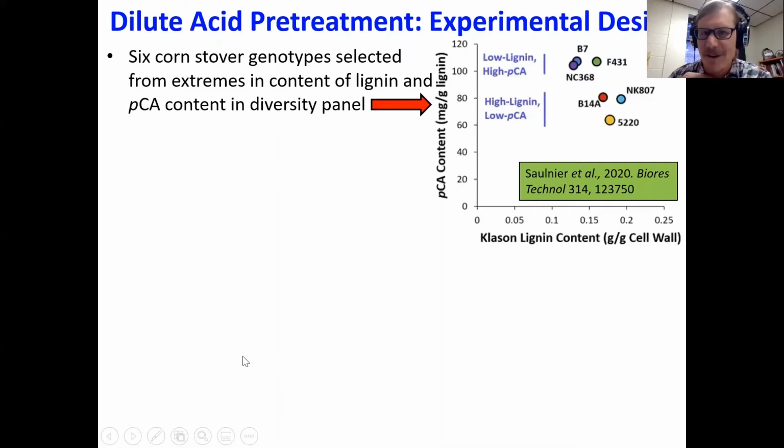In the first part of this study, we selected 6 corn stover genotypes from extremes in content of lignin, plotted on the x-axis here versus PCA content. These 6 different genotypes are what we're testing, trying to understand the behavior of the lignins and the PCA during these pretreatments. Later work will use a corn stover hybrid with this lignin content and this PCA content. This is published work that we published last year.